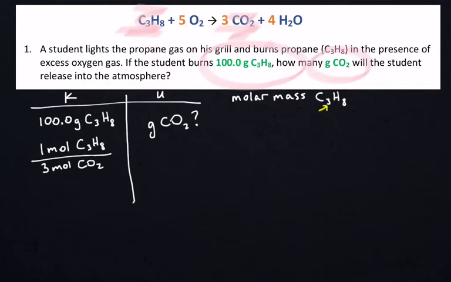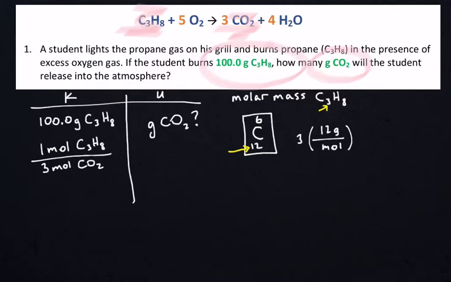The 3 in C3 is the subscript. That means that we have 3 carbons. The atomic mass of carbon is 12. I have 3 of those carbons, so I'm going to write this out. 3 carbons, 1 carbon is 12 grams per mole. Multiply that by 3 to get the total molar mass of just the carbon in propane.